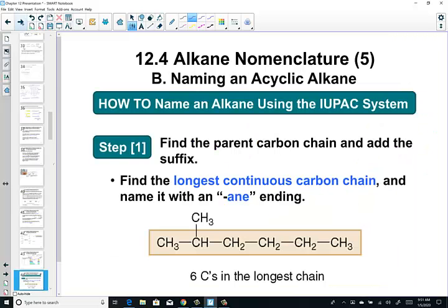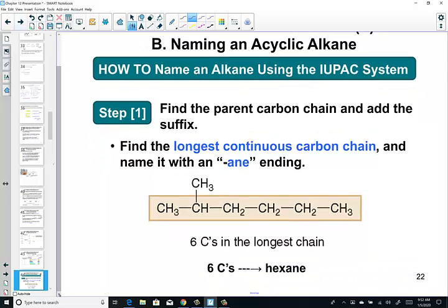So we're going to dive in and start practicing. Step 1, find the parent carbon chain and add the suffix. The key here is finding the longest continuous carbon chain and ending it with the ANE ending. So the challenge as you begin naming is to find the longest carbon chain. Now in this example provided, you don't have to draw this, but we can see 1, 2, 3, 4, 5, 6 carbons in the longest carbon chain.